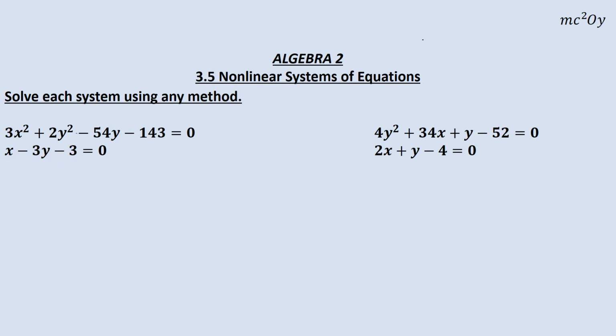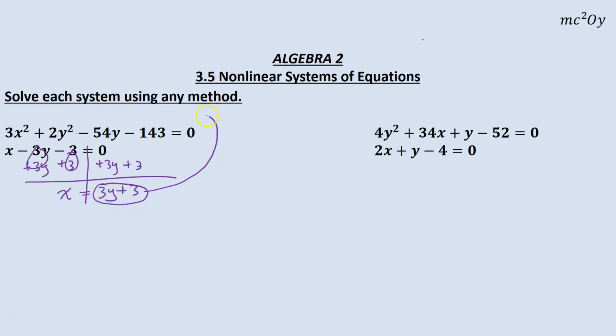So I look at this right away and I'm like, well, I could get x by itself pretty easily in this bottom equation. I could go ahead and add 3y over and add 3 over. Whatever I do to one side, I have to do to the other. That would end up giving me 0 and 0, and x would be 3y plus 3. So I solve this bottom equation for x. And now I can take whatever x equals and substitute it back in right there for x.